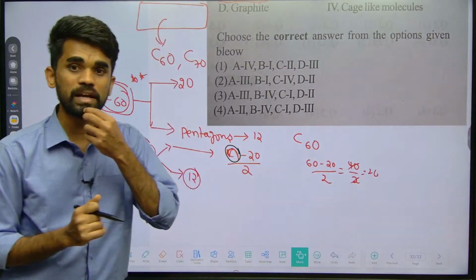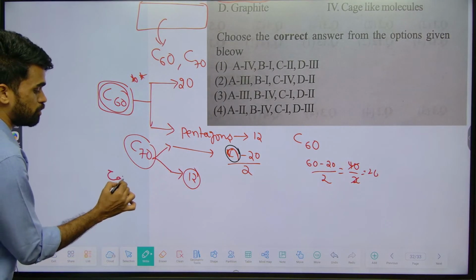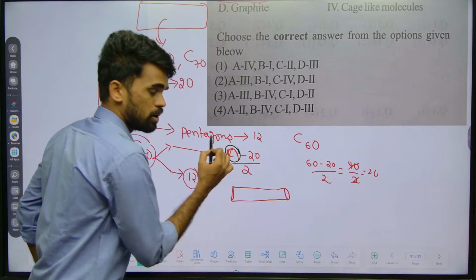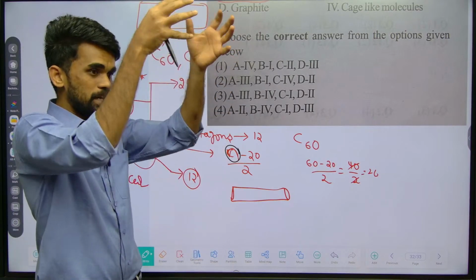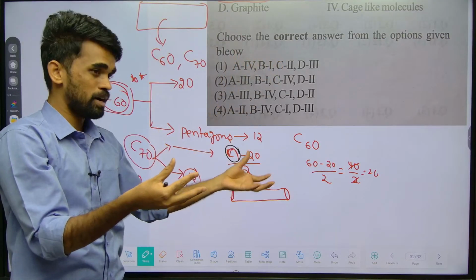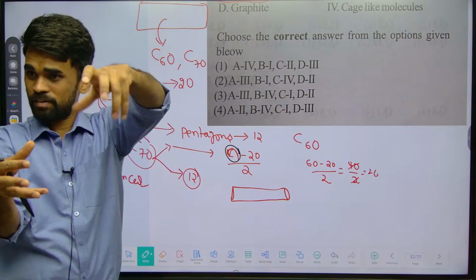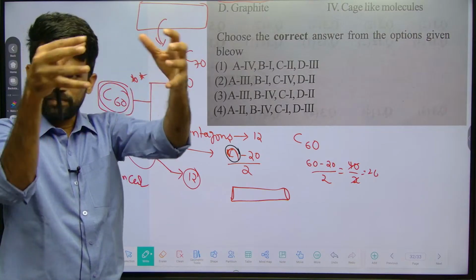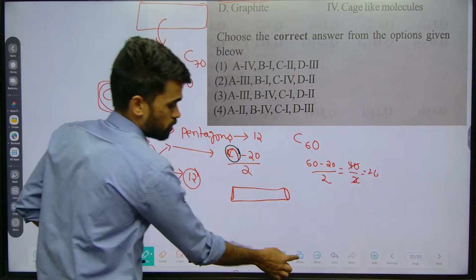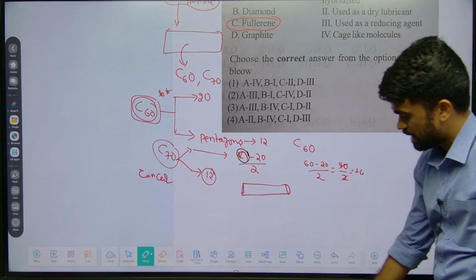And what is the use of fullerene, they will ask. It is used in cancer therapy. These are like fullerene tubes, the buckyball like a football. They will send that tube or buckyball into the patient's body, so they will block the cancer and remove it. That's why it is used in cancer therapy. Remember all these points. That's it. The remaining we'll discuss in the next class.